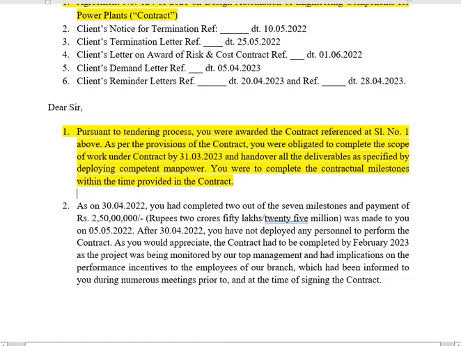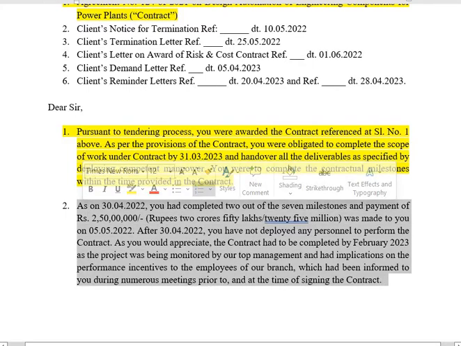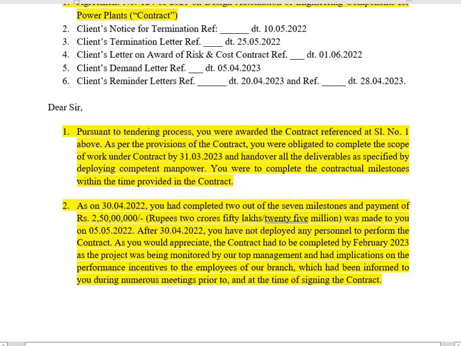The second part, as you would notice, deals with the manner in which the contract was actually performed, the milestones that were completed and the payments that were made. It says, as on 30/4/22, you had completed 2 out of the 7 milestones and payment of rupees 2.5 crores or 25 million was made to you on 5/5/22. After 30/4/22, you have not deployed any personnel to perform the contract.